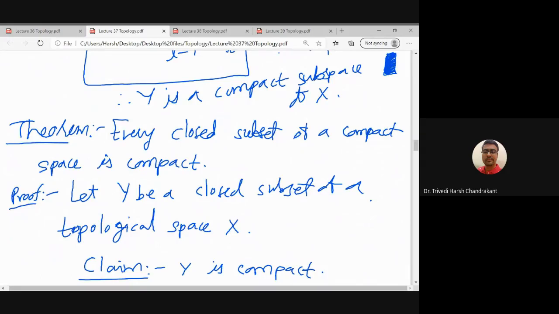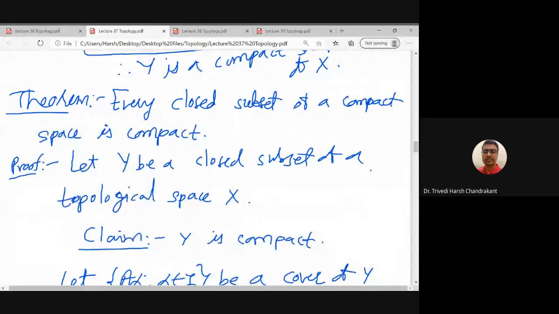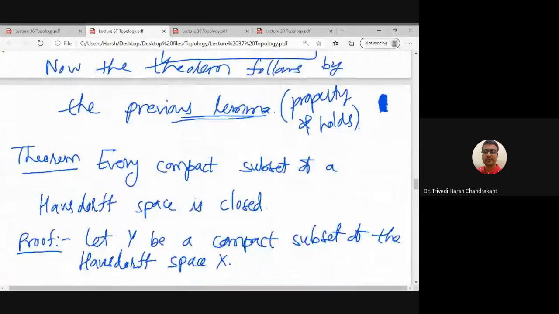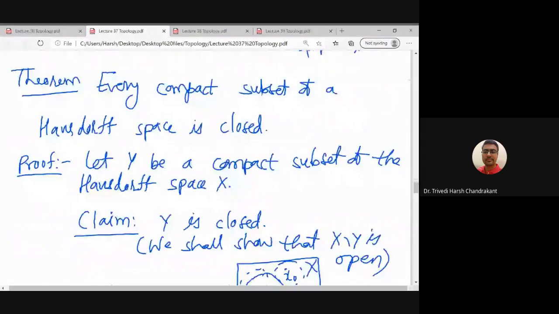One result is that every closed subset of a compact topological space is always compact. So if you know some topological space X is compact, and Y is a closed subset of X, then Y is also compact. This is regarding when a subspace becomes compact. On the other hand, we have a result which says when a subspace becomes closed: if I take a compact subset of a Hausdorff topological space, then it is always a closed set, with respect to the subspace topology.